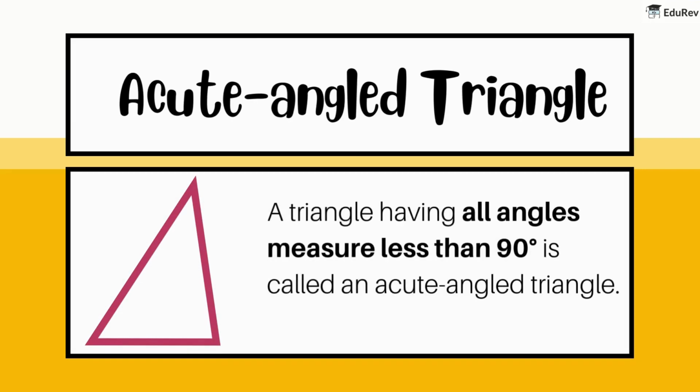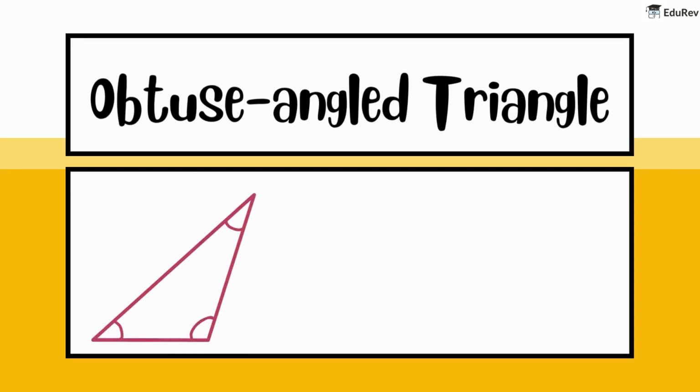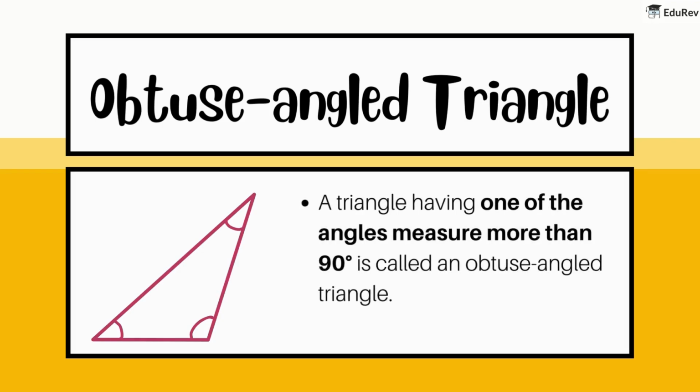Acute angle triangle. A triangle having all angles measuring less than 90 degrees is called an acute angle triangle. Obtuse angle triangle. A triangle having one of the angles measuring more than 90 degrees is called an obtuse angle triangle. The other 2 angles are acute.